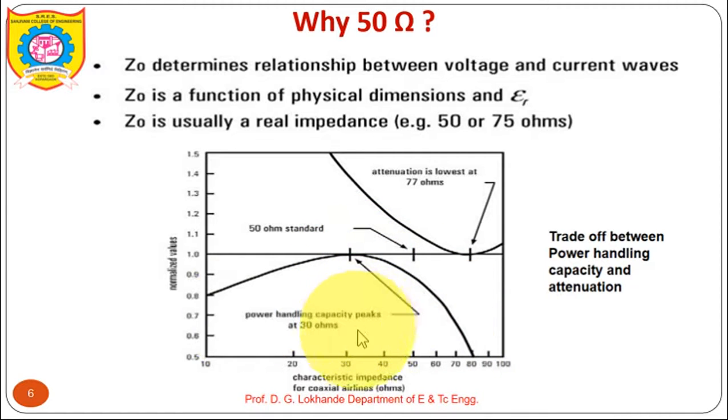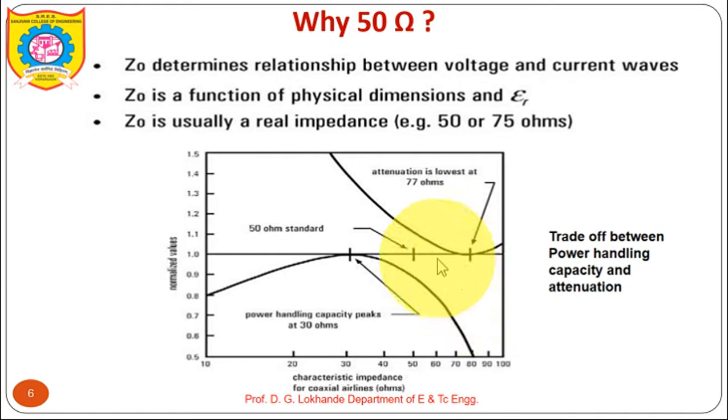It shows that the maximum power handling capacity is available at 30 ohm. But at the same time, if you see the behavior of the attenuation, it is very large there. If you see the characteristic of attenuation, at 30 ohm it is maximum and then deteriorates, reaching the normalized value one at 80 ohm.